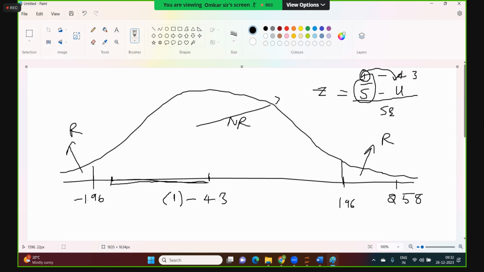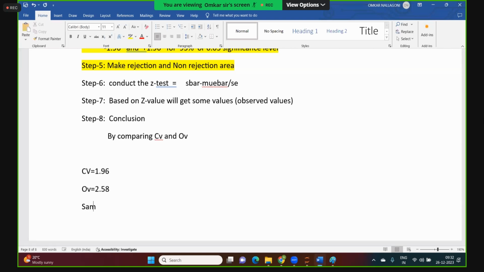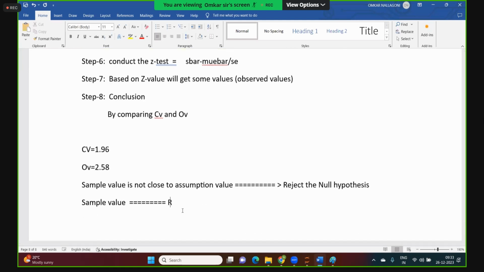That's the second thing. It is not close. Your assumption, your sample value. So we need to put the common sense like this: if the sample value is not close to the assumption value, then definitely we will reject the null hypothesis. Rejecting the null hypothesis means the sample value is definitely in the rejection area only.